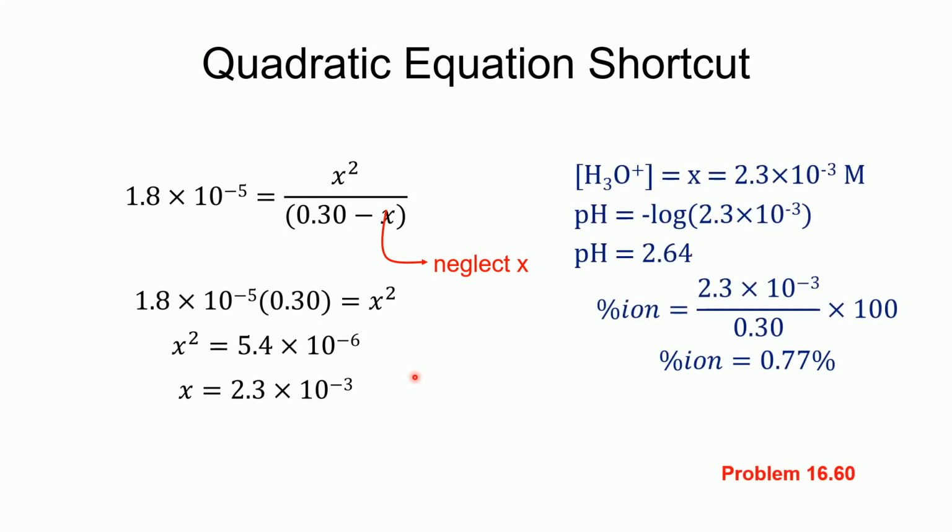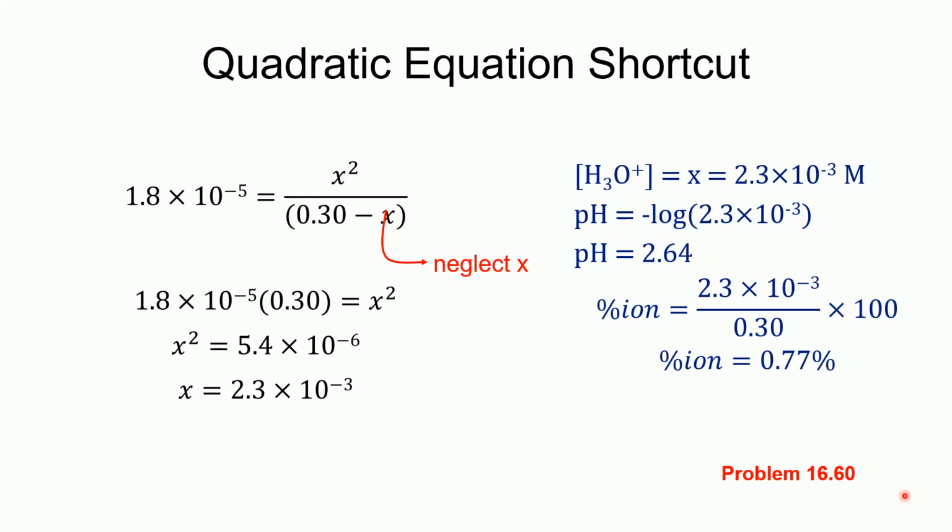And this part is all the same since X is equal to hydronium. Then that gives us pH, and we can also solve for percent ionization. It's a good idea if you've neglected X to do the percent ionization to make sure that it really was okay to neglect X.